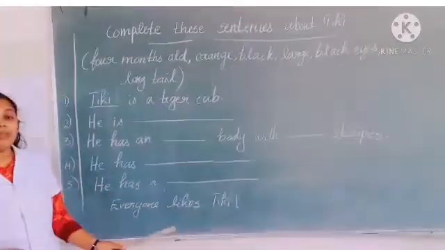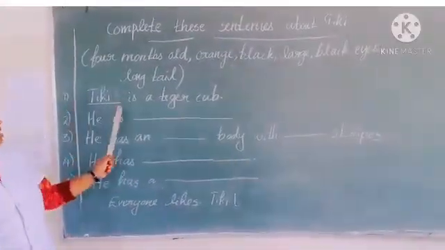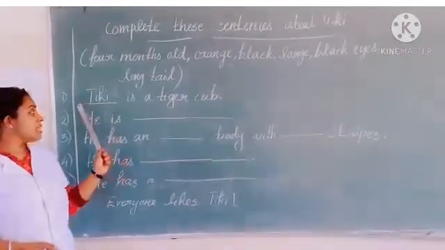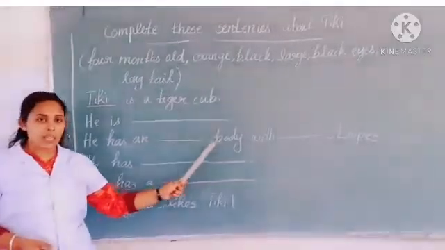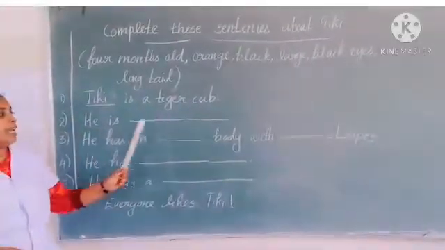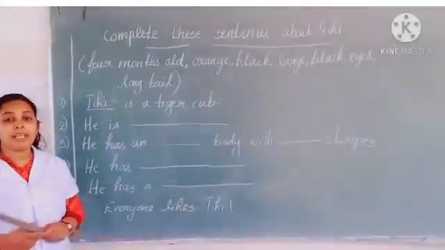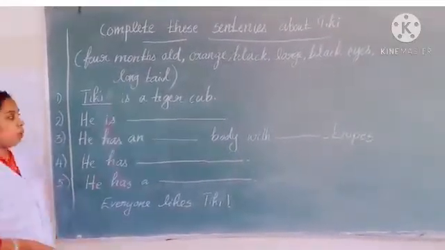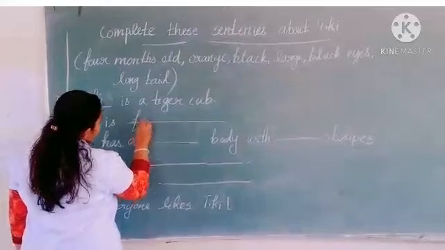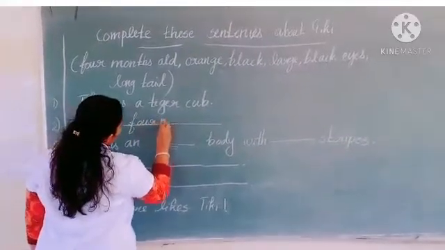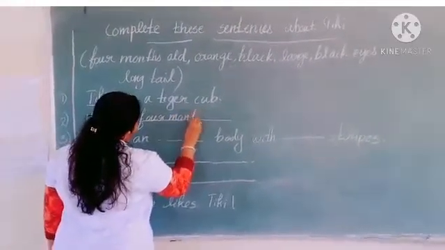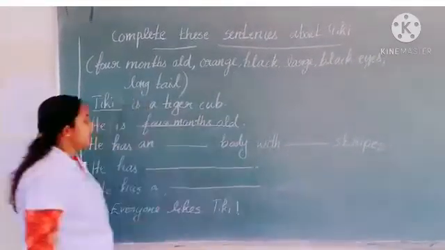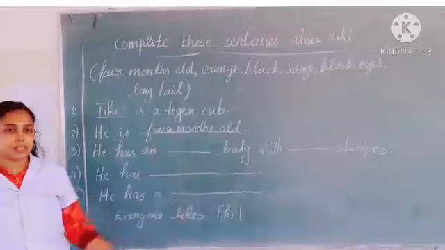So here they are given the sentences. First one, Tiki is a tiger cub. So who is Tiki? Yes, Tiki is a tiger cub. Second one, he is dash. How many years? Yes, he is 4 months old. So here we can write 4 months old. So children, how many months for Tiki? Yes, Tiki is 4 months old.